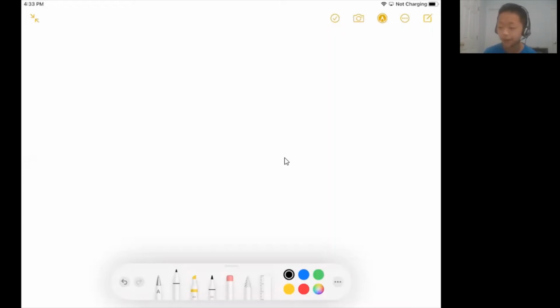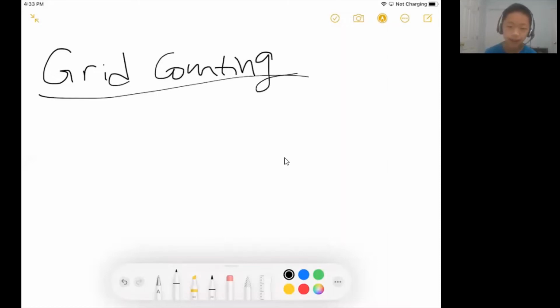We're going to be talking about something called grid counting. Grid counting is a very common type of counting problem that appears pretty frequently on the AMC8. So today we're going to talk about ways to solve these kinds of problems, since it's really important to know how to solve these problems.